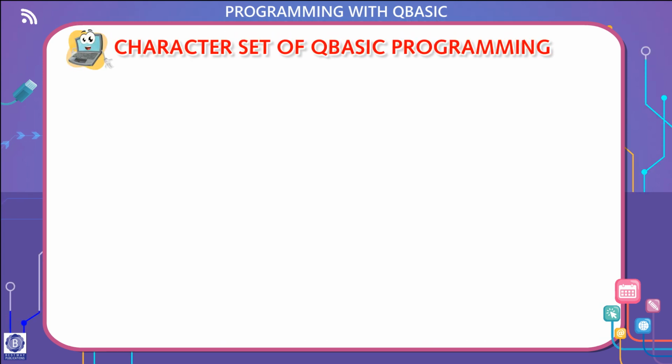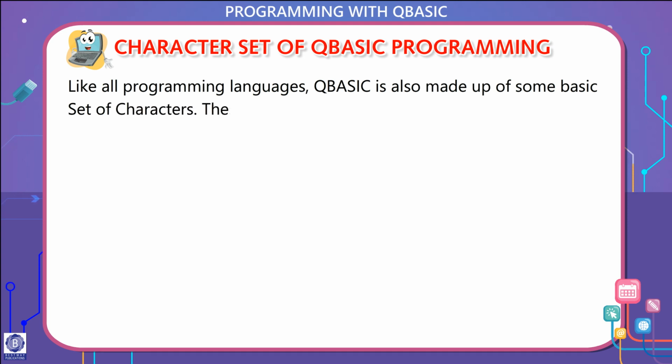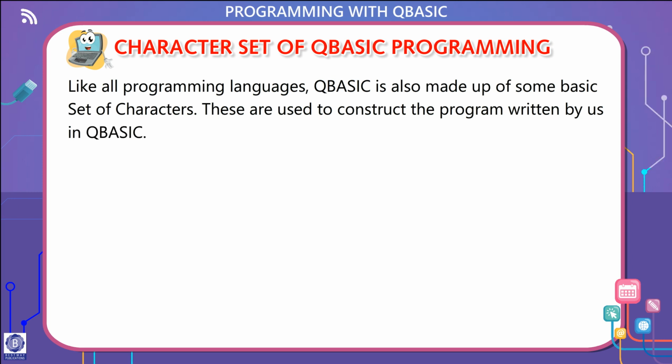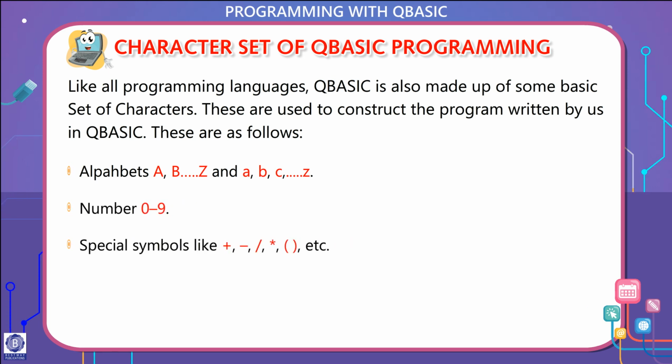Character set of QBasic programming. Like all programming languages, QBasic is also made up of a basic set of characters. These are used to construct the programs written by us in QBasic. These are as follows: alphabets, capital A, B till Z, and small a, b, c till z; numbers from 0 to 9; and special symbols like plus, minus, slash, asterisk, brackets, etc.